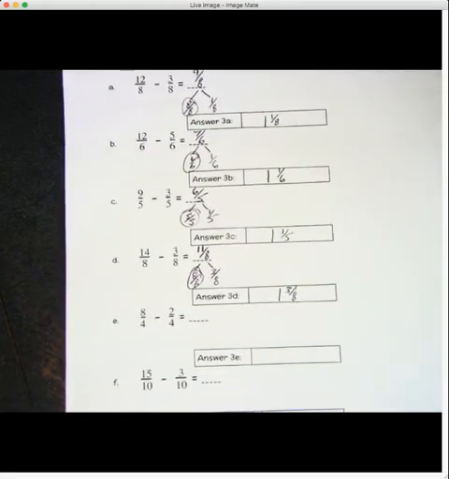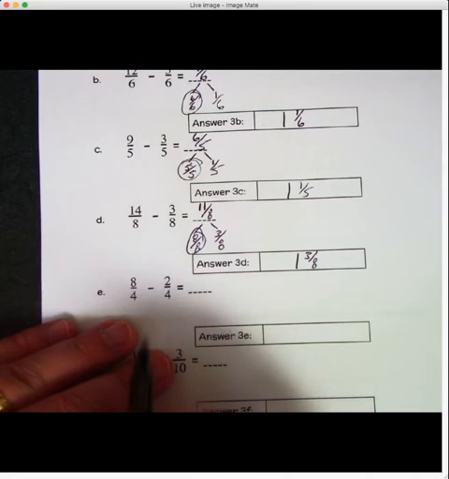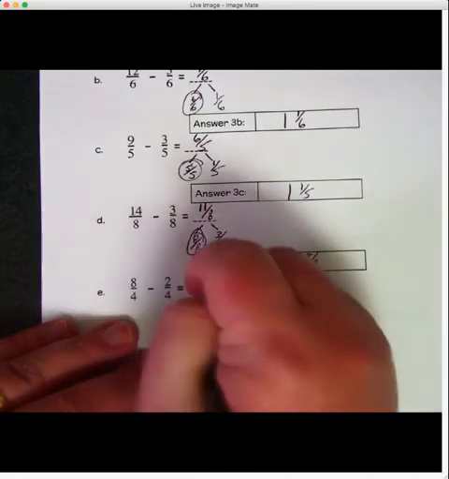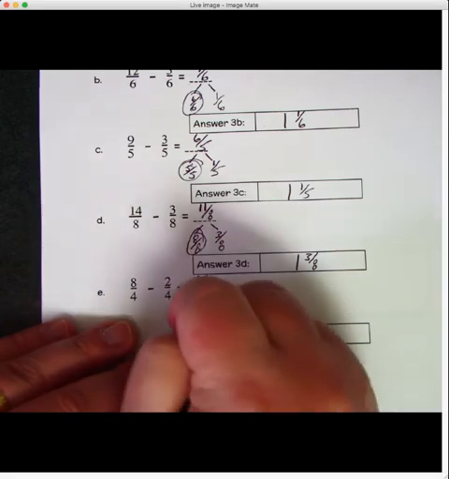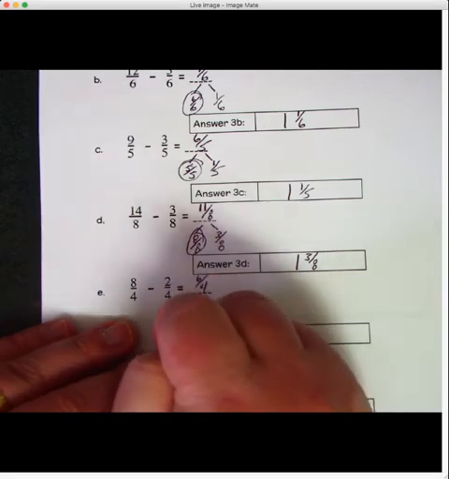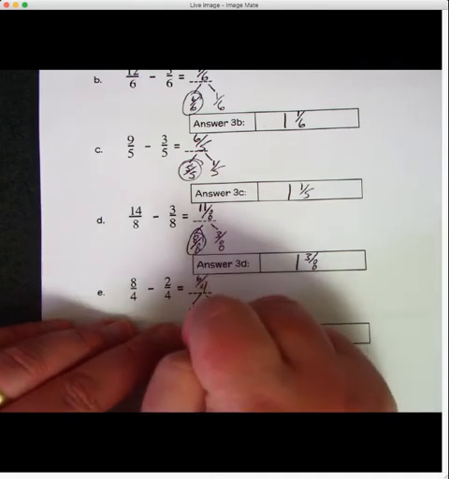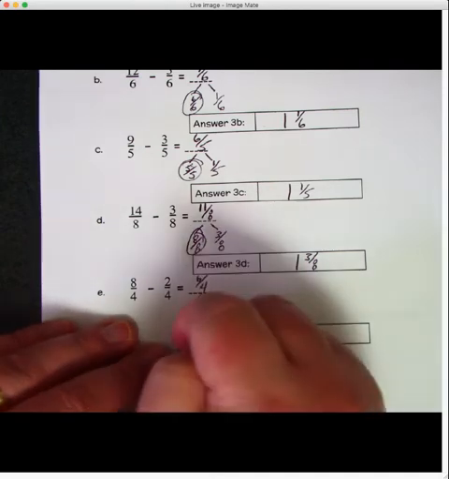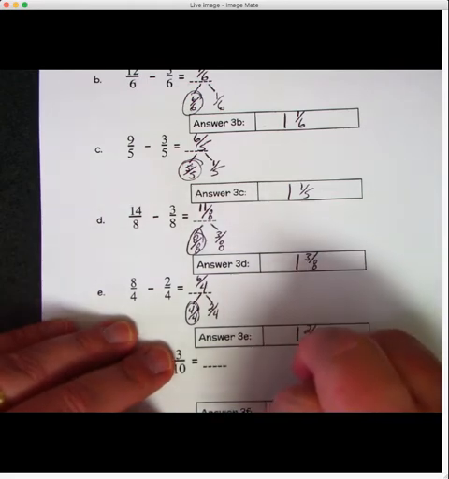Okay, moving right along here. This one is 8/4 minus 2/4. So 8 minus 2 is 6/4. I'm going to use my number bond and make a whole. That would be 4/4, and 2/4 would make 6/4. This is a whole, so that's 1. And then I have 2/4 more.